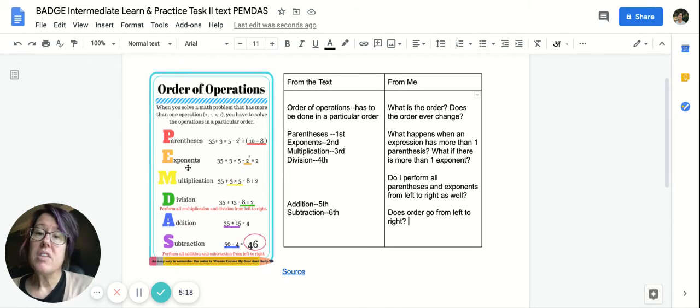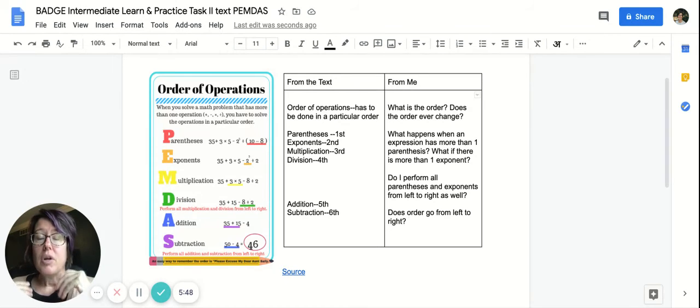So this chart doesn't tell me whether the order ever changes. I don't think it does, but I might want to check with my teacher, or I might want to see if I can find another video that helps explain it to me. And then I definitely want to find out whether parentheses and exponents, if I go left to right with those two, just like I do for multiplication, division, addition, and subtraction.